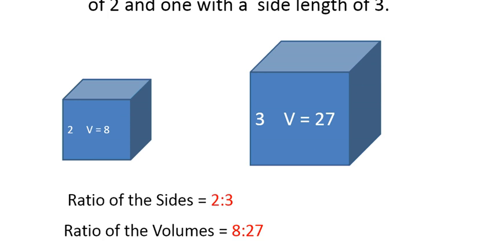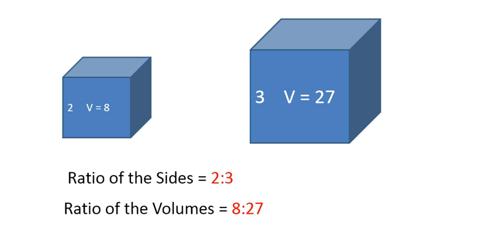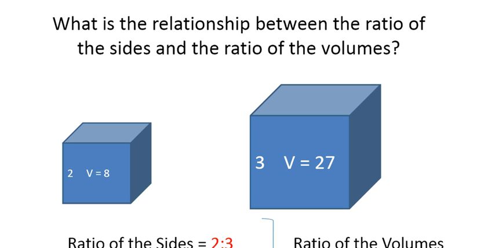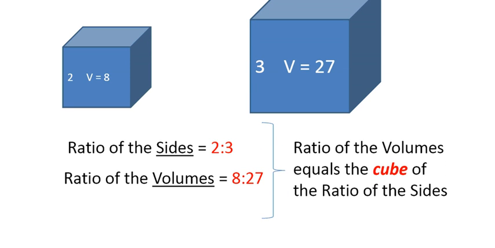So in comparing the ratio of the sides, we still have the same 2 to 3, but when we compare the volumes, we find that the ratio there is 8 to 27. And again, we're going to ask ourselves that same question. What is the relationship between the ratio of the side lengths and the ratio of the volumes? Well, what we notice when we compare these two is that the ratio of the volumes is equal to the cube of the ratio of the sides. So 2 cubed, or 2 times 2 times 2, gives us the 8, and 3 cubed, or 3 times 3 times 3, gives us the 27.